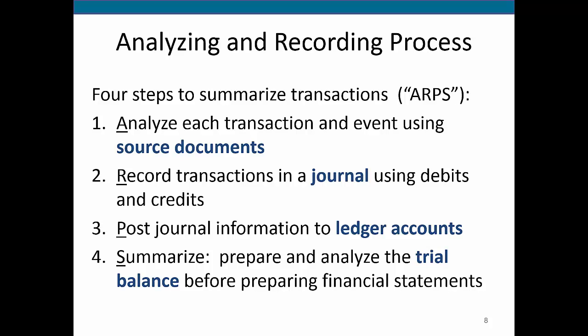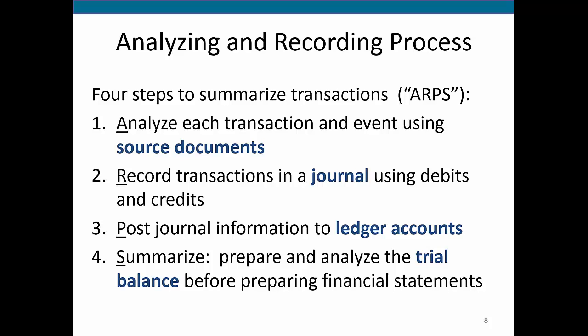The ledger groups transactions by the accounts impacted. Every asset, liability, equity element, revenue, or expense has an account created in the ledger for it. For example, we will have a ledger account for cash. All transactions that result in increases or decreases in the cash account will be posted to the cash ledger account.